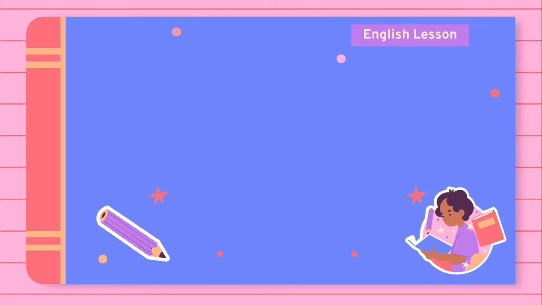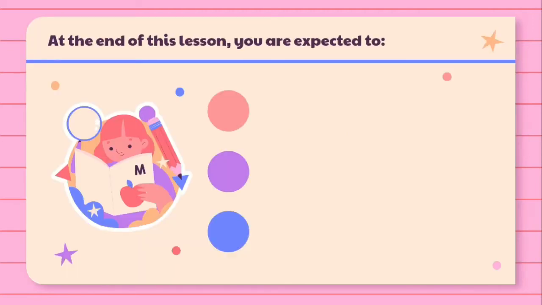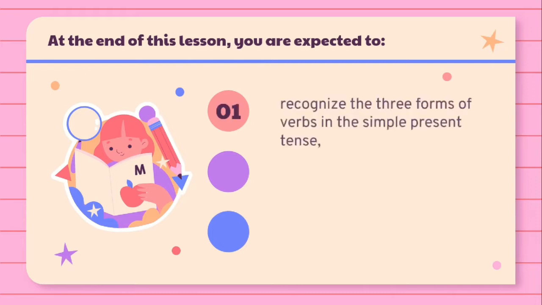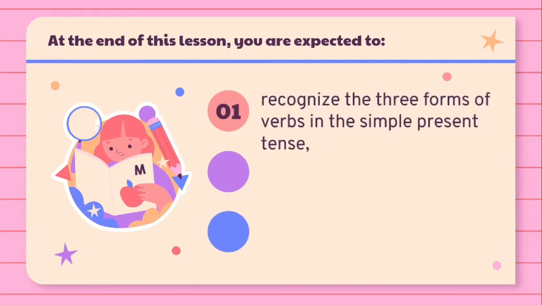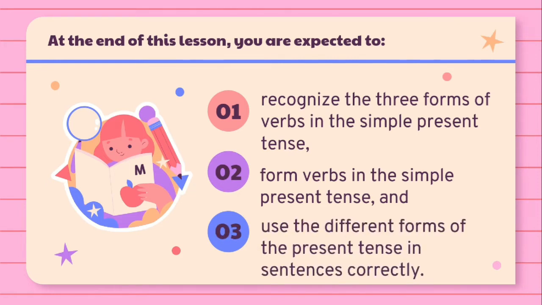Now let's talk about present tense of verbs. At the end of this lesson, you are expected to recognize the three forms of verbs in the simple present tense, form verbs in the simple present tense, and lastly, use the different forms of the present tense in sentences correctly. Let's start.